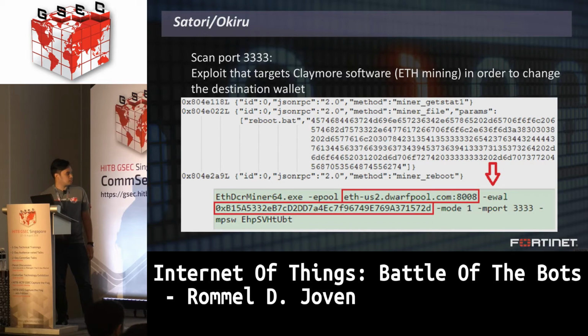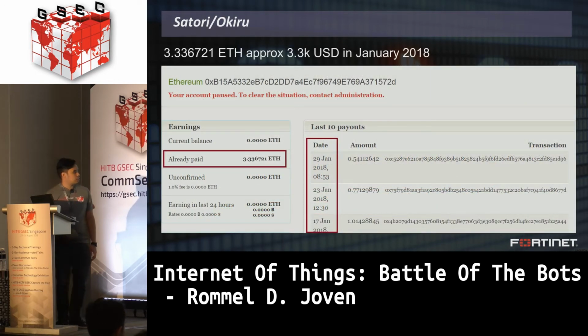As you can see in the command here. We tried to check the value of this wallet, and I think it has just been used for a month. The last payout was January 29, 2018, and it has been paid around 3.33 Ethereum. In January, the value of Ethereum was, I think, around 1,000 US dollars, but now it has dropped already. So by January, it earned around 3.3K US dollars in a month because of this.